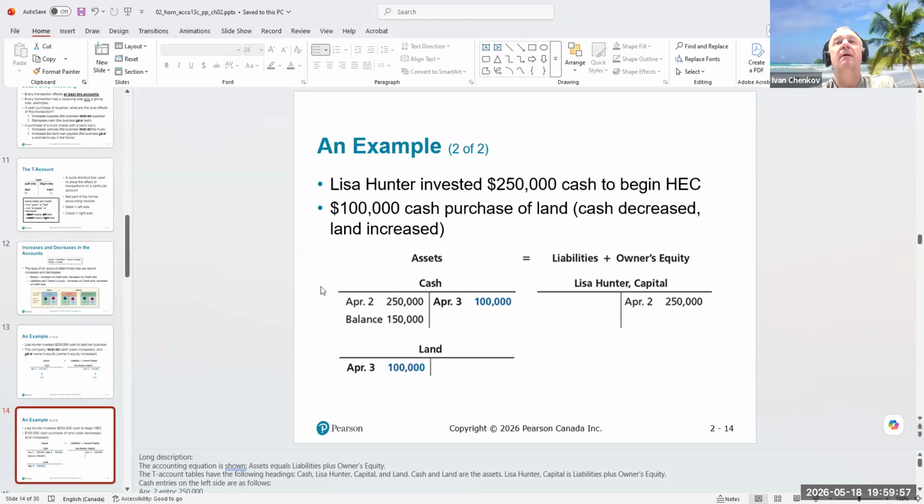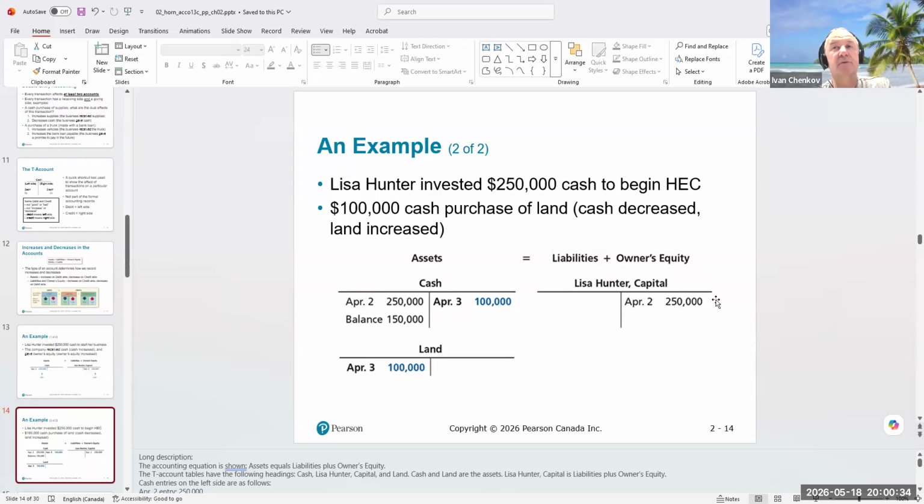Then the business purchases land with the cash. So what's going to happen now? Cash is going to go down. Land is going to go up. So that means we're going to credit cash with $100,000 and we're going to debit land with $100,000. Now, nothing happened on the other side of the equation, as you can see.